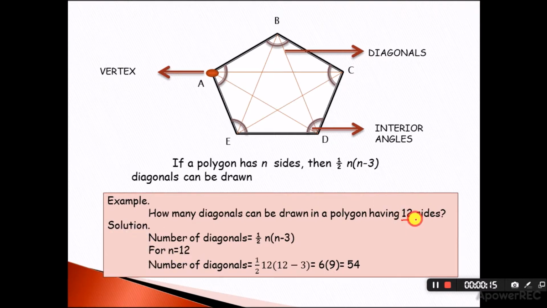Let's have the solution. We already know the formula for the number of diagonals is 1/2 n times n minus 3. For n equal to 12, that's the number of sides, the number of diagonals is 1/2 of 12 times 12 minus 3. That is 6 times 9, that is 54. Therefore we have 54 diagonals on a polygon of 12 sides.